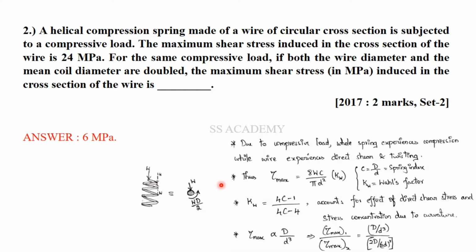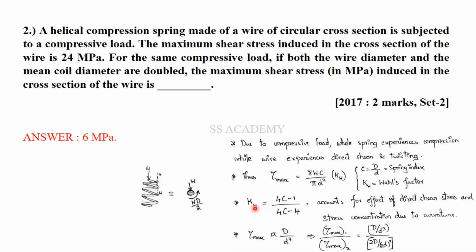So you will be getting a particular equation, which upon simplifying you will be getting 8WC by pi d squared into KW, where C is referred to as D by d, that is mean coil diameter divided by diameter of wire, which is the spring index. Generally spring index value ranges from 4 to 12. Okay, the reciprocal of spring index is called spring compliance, remember that, and KW is referred to as Wahl's factor. You may request the derivation of this, but that is not important. So I have given the direct formula. It is derived in such a way by finding the direct shear and torsional shear stress.